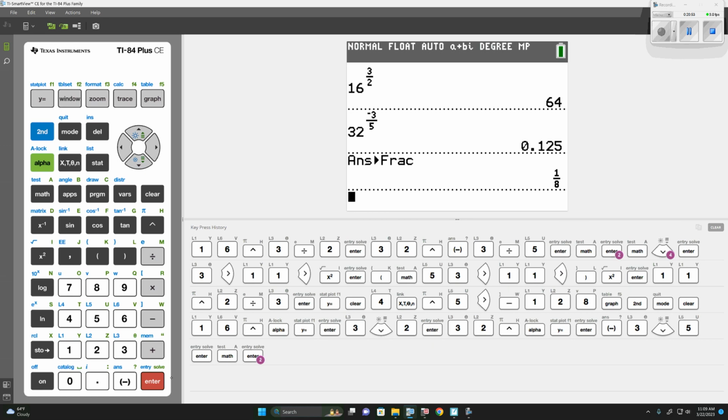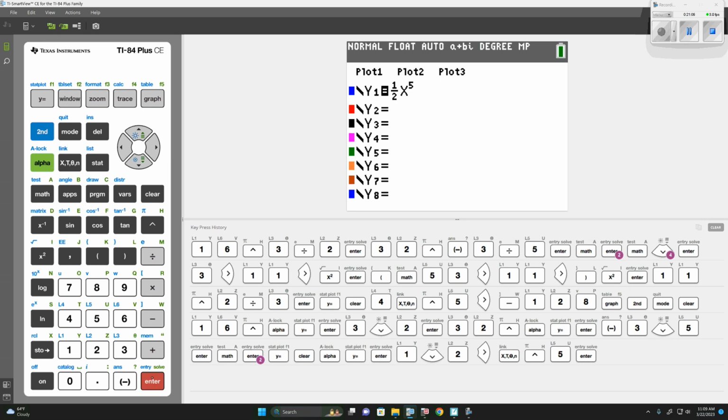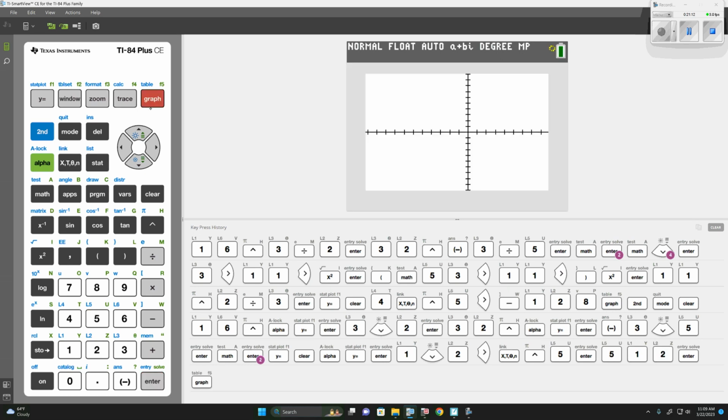Now, I will show you guys this here. We could do, so Y equals, enter 1/2 x to the 5th as the left side of the equation, yes? The right side of the equation was 512. And we can hit graph. So we have the first equation.